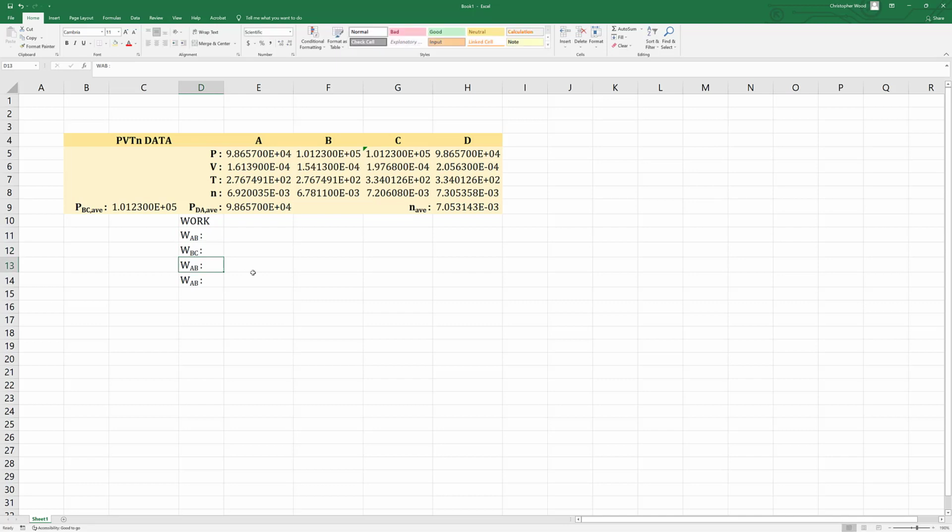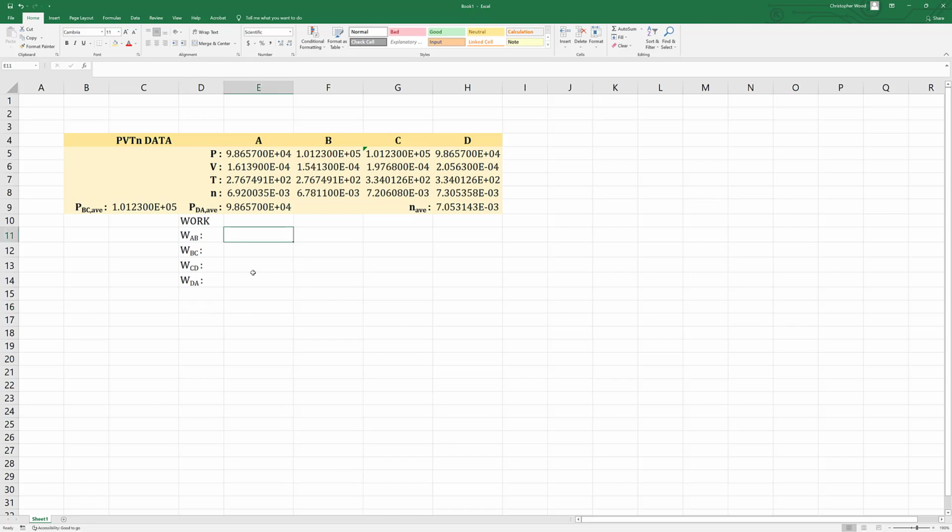This one should be changed to work from C to D. And this one, I'm highlighting the cell and hitting F2, using my arrow keys and changing it that way, DA. There. So very quickly we have the work performed during this cycle from state A to B, B to C, C to D, and then D to A.